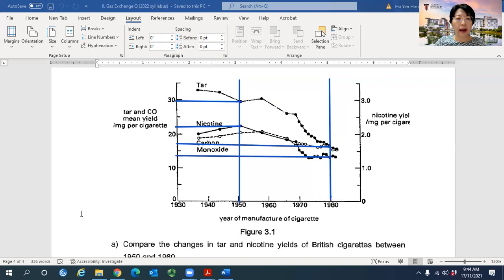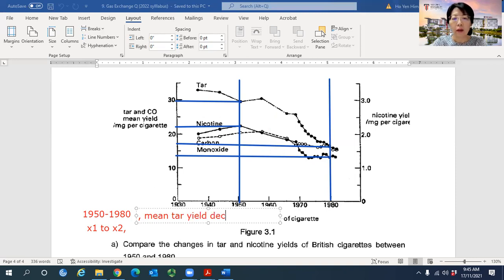So you say that for tar, from 1950 to 1980. I have already given the values, which is from x1 to x2. So now I need to put the y1 and y2. So for tar yield, this is mean tar yield, which is the y-axis, decreases. Then you have to give me the value from what value to what value.